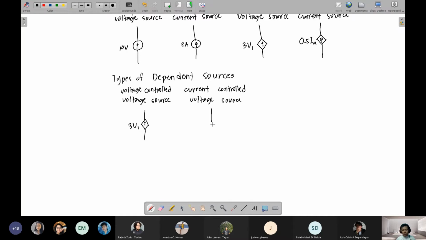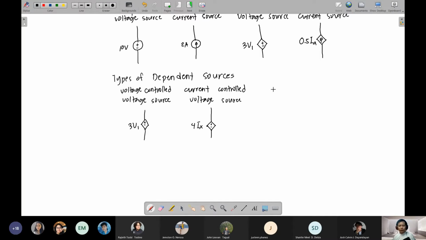Same gihapon, you will have the same symbol. It's a voltage source, but it's dependent on a current, let's say, 4Ix, for example. Okay, so the value depends on another source, but this time not a voltage source, but a current source.